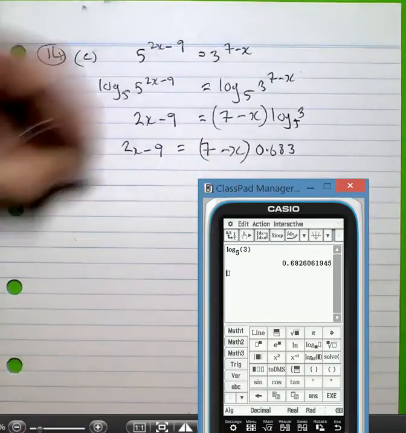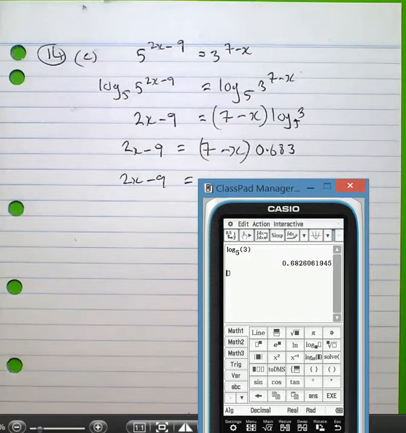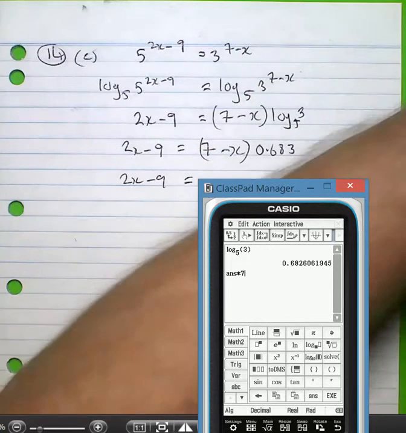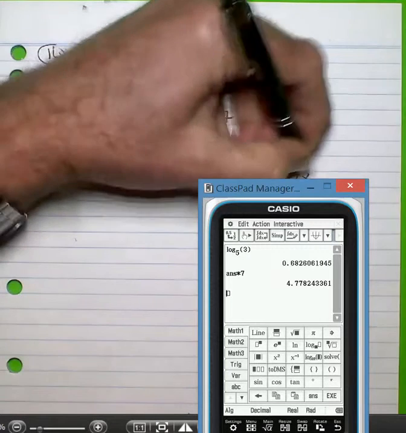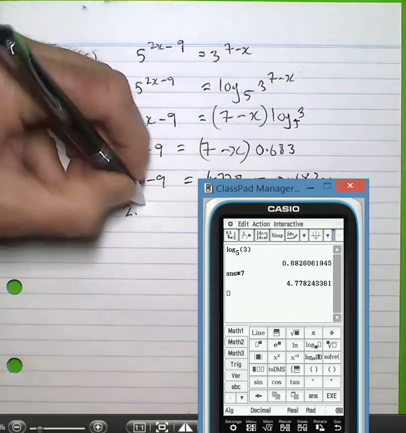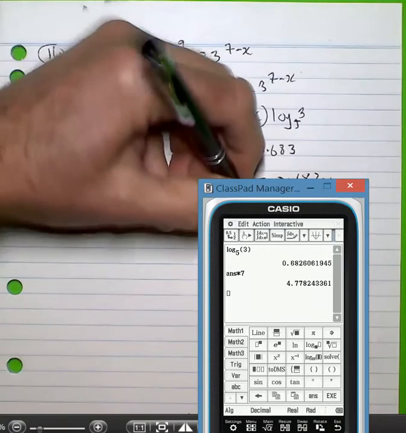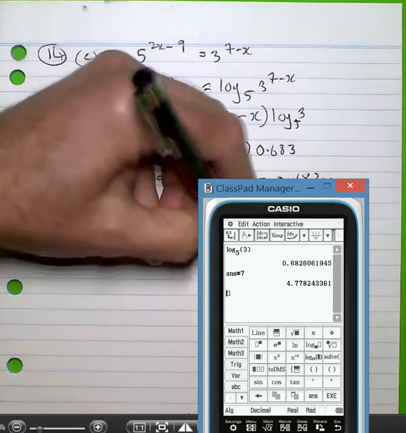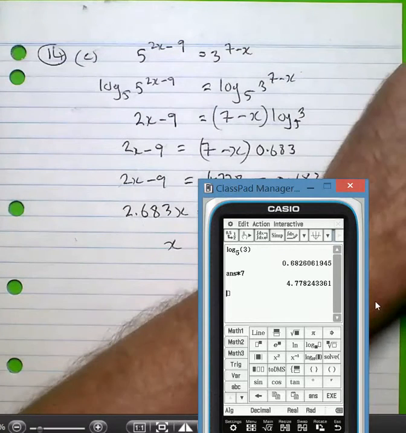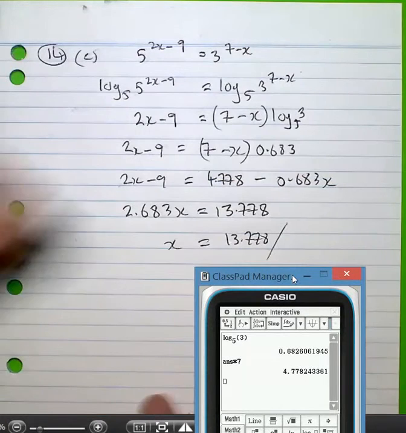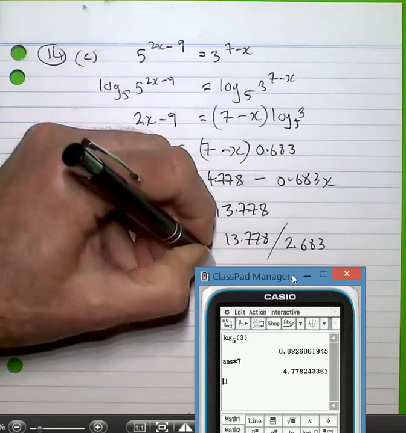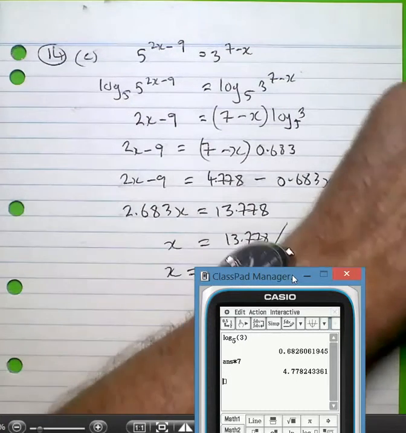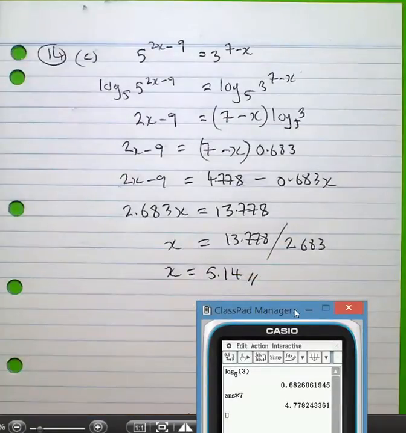Now, when we do the expansion on the right-hand side, that will end up giving me, what have I got, 7 times 0.683. Oops. That will give me 4.778 minus 0.683 lots of x. So 2.683 lots of x is equaling 13.778. And doing the division, move the calculator down, Gary. And when you do the division, you should find that that will give you 5.14 as your answer. A little bit messy, but it does work and work reasonably well.